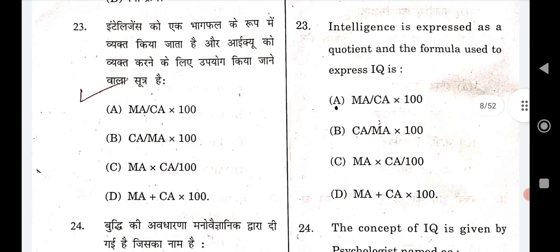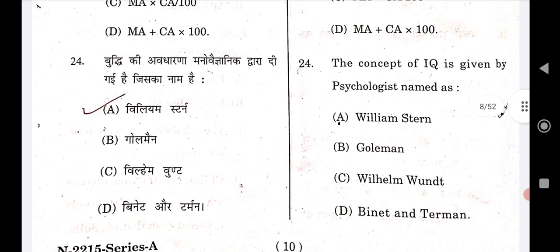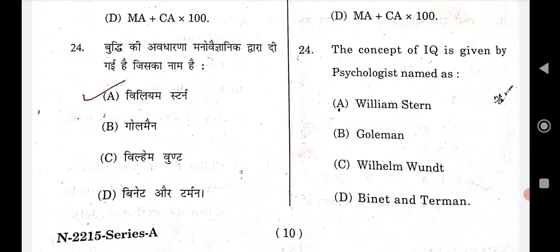Next question: intelligence is expressed as a quotient, and the formula used to express IQ is? So mental age upon chronological age into 100, that is A, the correct one. Next question: the concept of IQ was given by the psychologist William Stern. ये IQ का जो क्वेश्चन है और वो जो Leipzig University का जो क्वेश्चन है, these are repeated questions which are asked again and again in the TET medical paper.